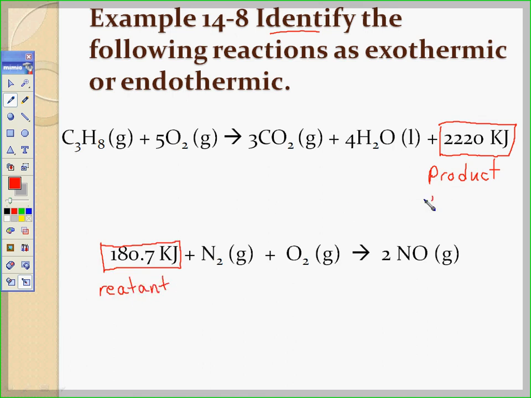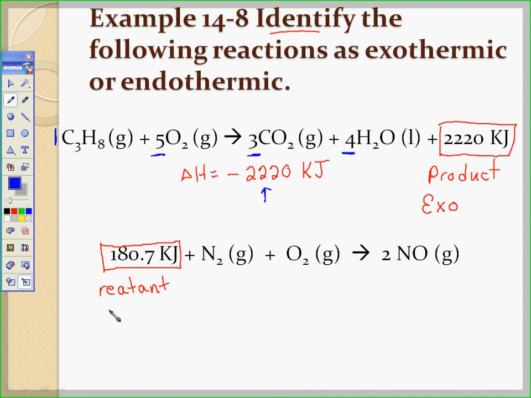When it's a product, it's an exothermic reaction, and we would say that delta H is equal to minus 220 kilojoules. Now, we don't say per mole in this case. It's implied per mole of the reaction as balanced. Per 1 mole of propane, per 5 moles of oxygen, per 3 moles of CO2, per 4 moles of water. If it was balanced as a different multiple, we would have a multiple of this value.